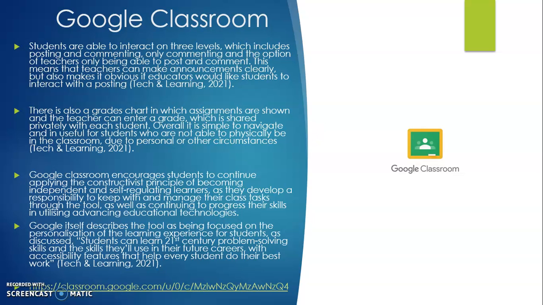Students are able to interact on 3 levels, which includes posting and commenting, and the option of teachers only being able to post and comment. This means that teachers can make announcements early, but also makes it obvious if educators would like students to interact with the posting. There is also a grades chart in which assignments are shown and the teacher can enter a grade, which is shared privately with each student. Overall, it is simple to navigate and useful for students who are not able to physically be in the classroom due to personal or other circumstances.